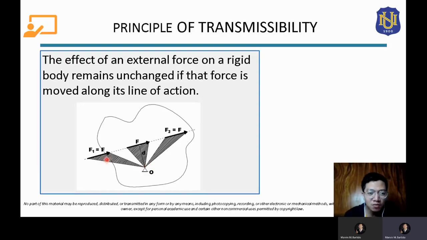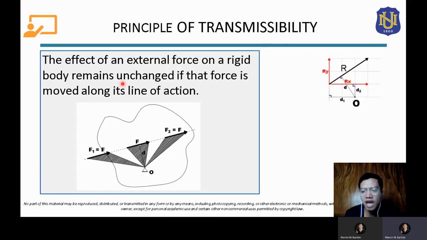So meaning to say, even if you transfer this force, as long as you transfer it along its line of action, whether here or here, it will just give you the same moment. So the moment remains unchanged. The effect of that force remains unchanged for the body. So that's the principle of transmissibility.